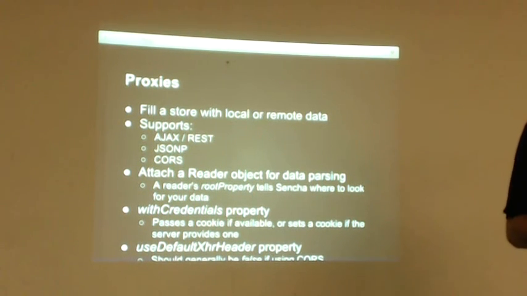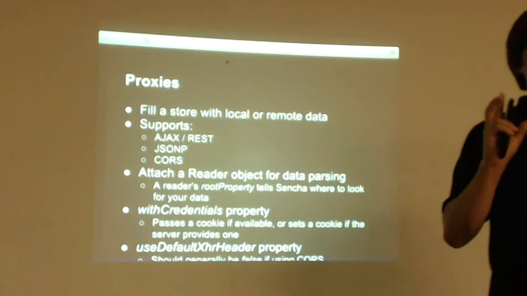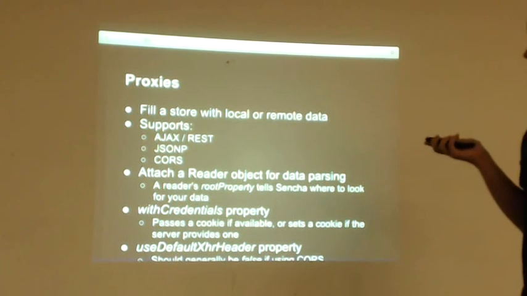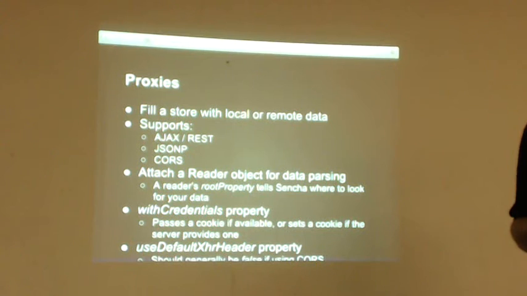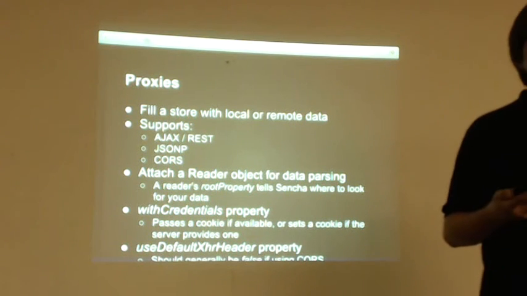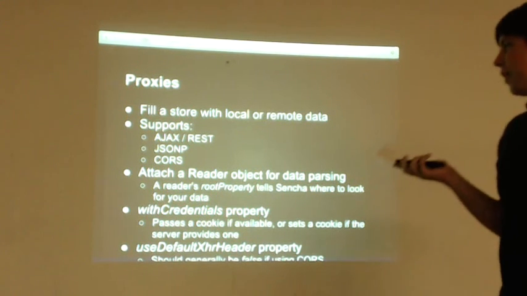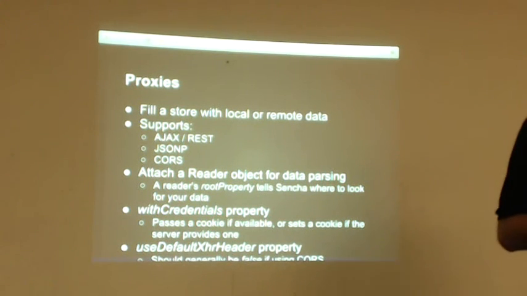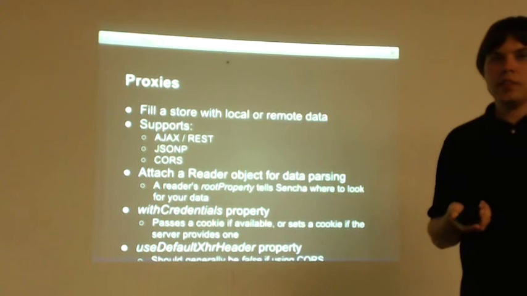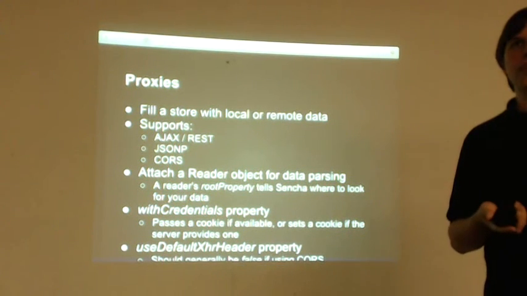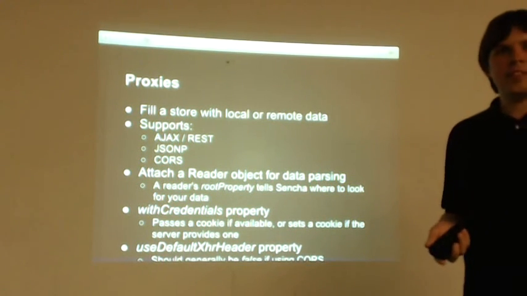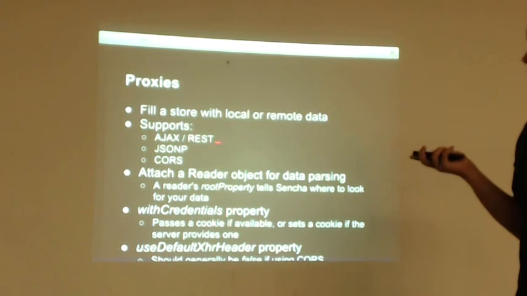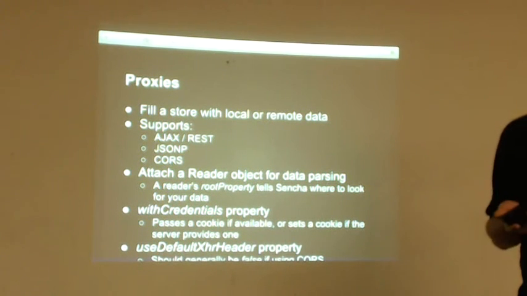Proxies are the final bit in the Sencha oligarchy of stuff. So proxies, they fill a store with either local or remote data. They can read a whole bunch of data types, and by a whole bunch, I mean XML and JSON, pretty much. Or anything else you want to write yourself. You can write your own readers and whatever you want to do. YAML? Yeah. No, I don't think it does YAML out of the box, but you could write a YAML reader really easily. So it supports getting data in just about every popular way.